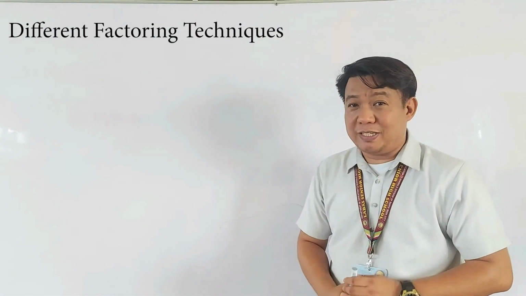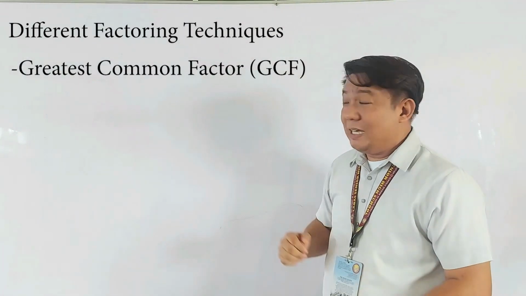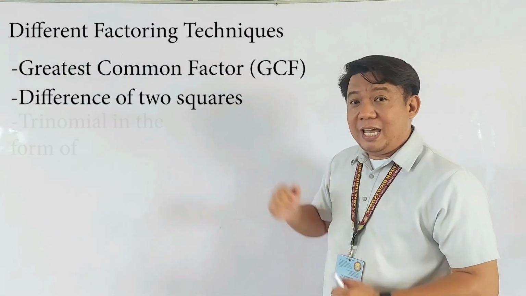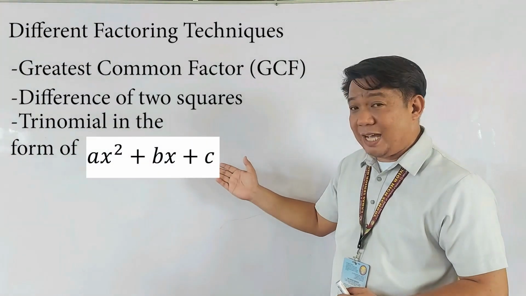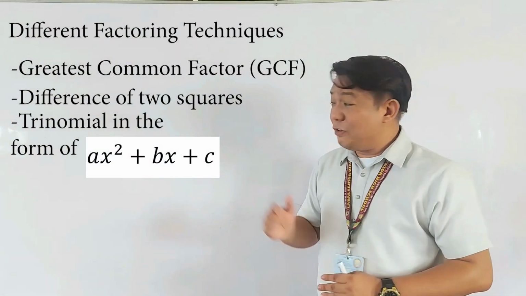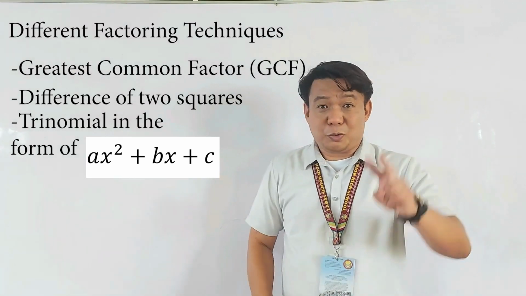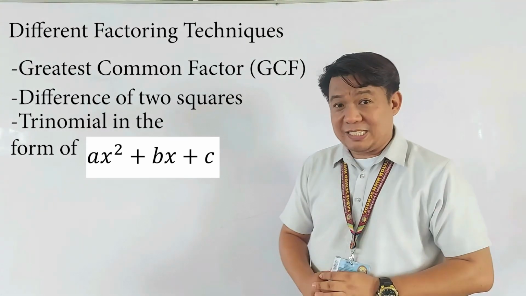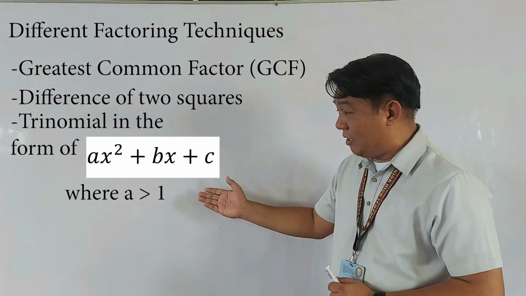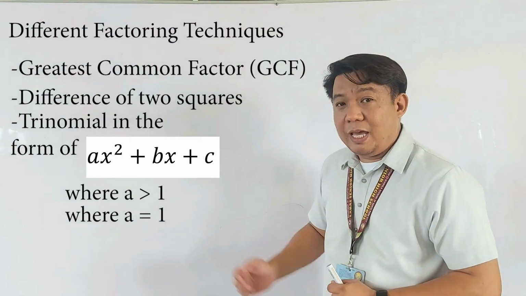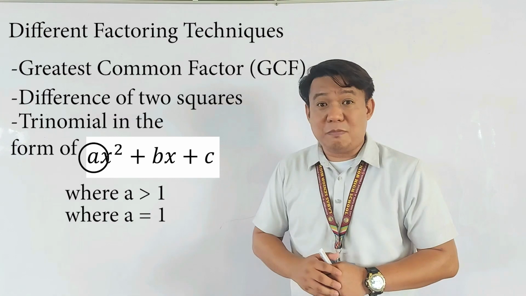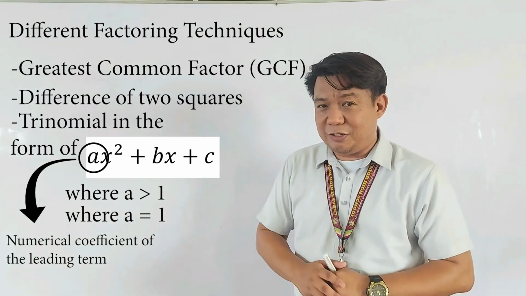Meron tayong tinatawag na greatest common factor, difference of two squares, and trinomial in the form of ax squared plus bx plus c. Sa trinomial general form, meron tayong two cases. The first case is if a is greater than 1, and the other case is if a equals 1. The a here is the numerical coefficient of the leading term.